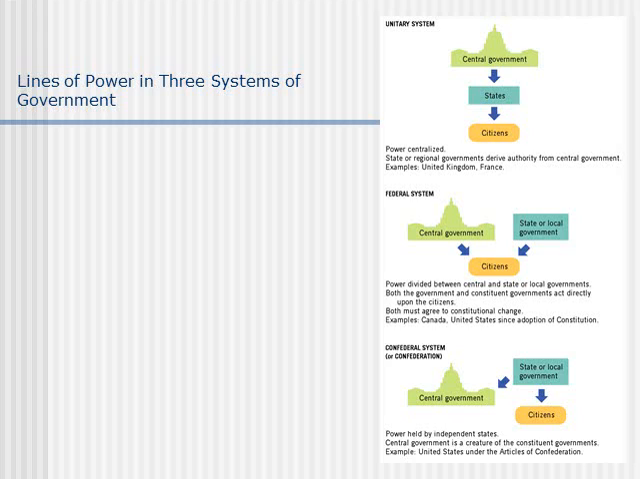Lines of power in three systems of government. So this is showing, okay, I see what they're doing here. This is a unitary system. This is like the British system. You have a central government. In their case, they don't have states. I think they have provinces. And then you have the citizens. A state or regional government derives authority from central government. Examples: United Kingdom and France. So their subdivisions, their provinces, they don't have sovereignty. They exist through the will of the central government. The central government could, in theory, at any time, rewrite the borders of their various provinces.